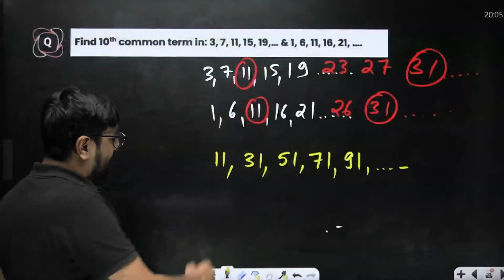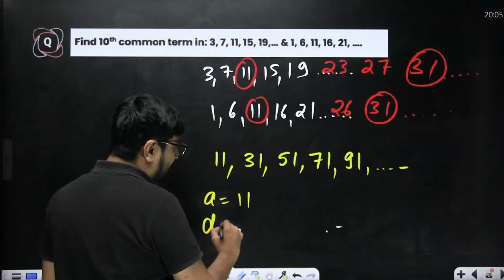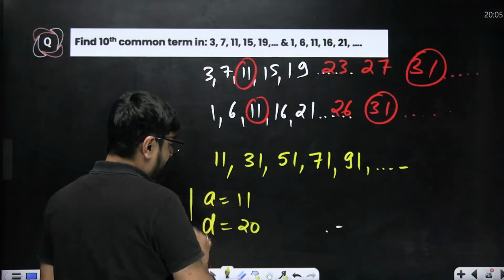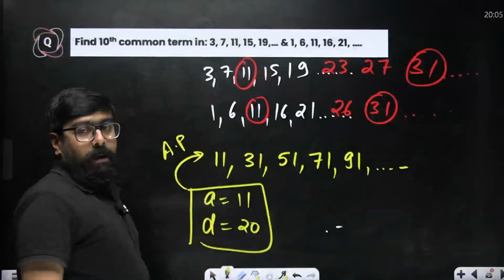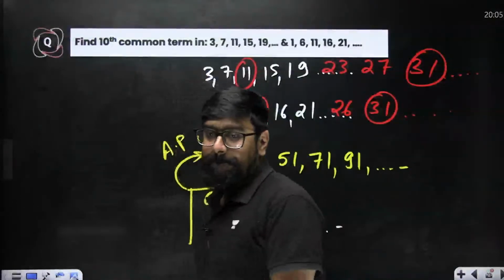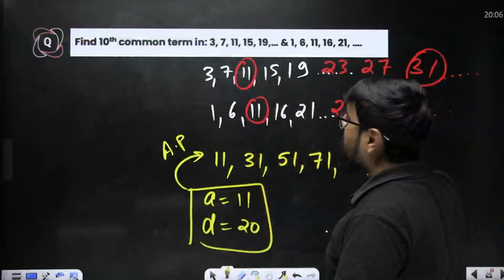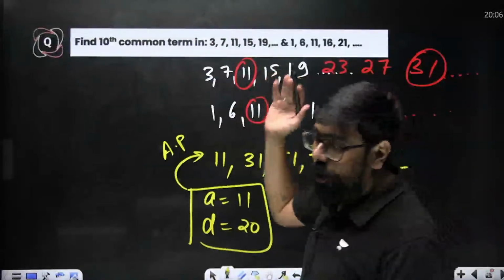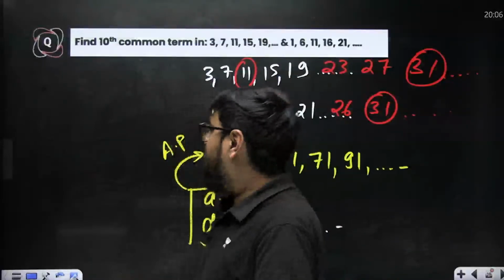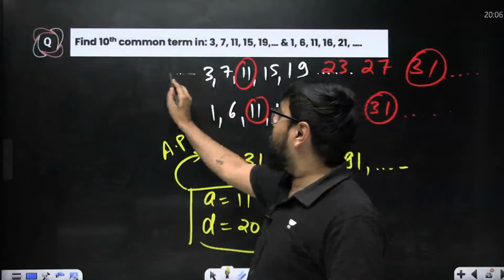Because you see, here also, this is also an AP. A is equal to 11 and D is nothing but equal to 20. This is also an AP. What did we understand? Hello, Aditya. What did we understand? We understand that if common terms occur in two different APs or three different APs, the common terms will also form an AP.